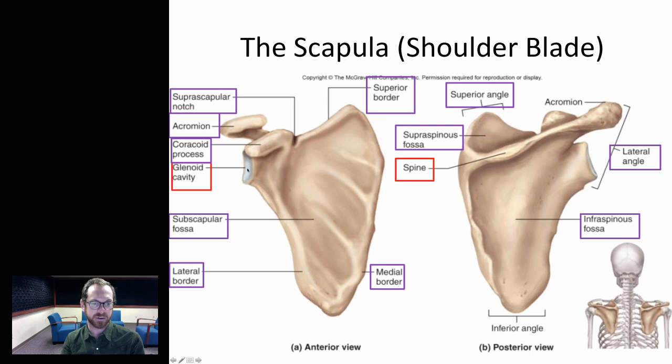This is the glenoid cavity here, and this is where your shoulder joint is going to be. This is where the humerus is going to fit in. So that means that this is going to be the lateral side.